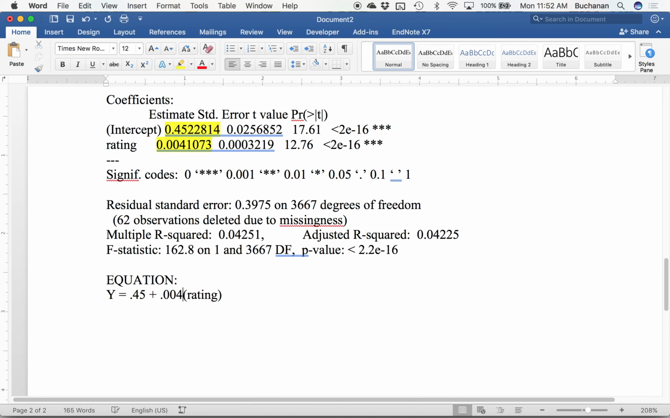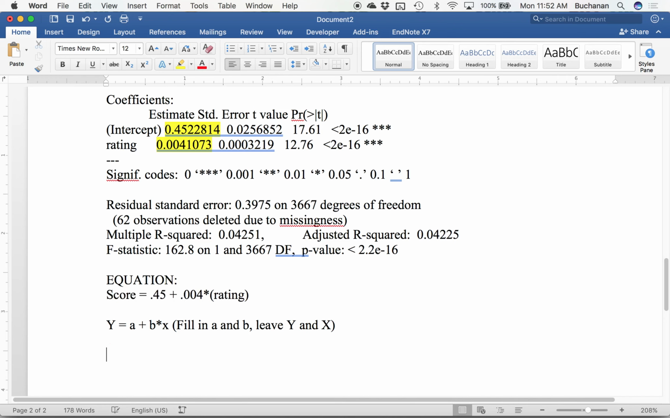There should be a times. There it is. Okay. So remember this formula is y equals a plus b times x, right? And we're filling in a and b. Leave y and x. And it might even be better here, we're actually trying to predict score. So a person's score equals 0.45 plus 0.004 times rating.